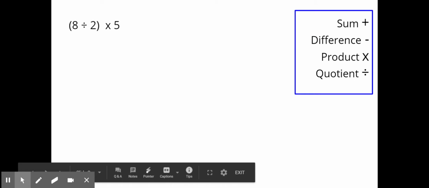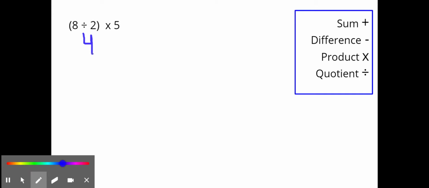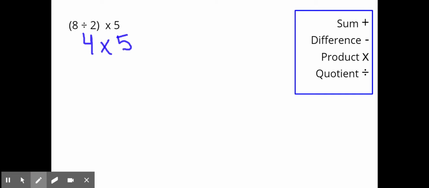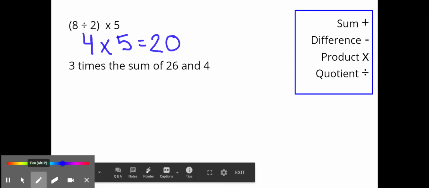All right, so let's look at this one. Remember that we always do what's in the parentheses first, because that clues us into what we need to do first, and then we can progress through. So if I was to solve this, I have 8 divided by 2 times 5. What's 8 divided by 2? Well, that is 4. So now I have 4 times 5. What would 4 times 5 be? That would be 20. So 8 divided by 2 times 5 gives me that 20. So that's how it looks when we have it just as a numerical expression. Let's now talk about when we have the words.